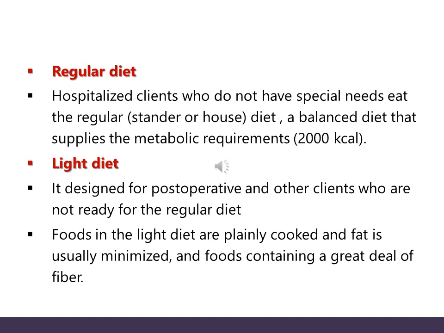We also have light diets. And this diet is very important for post-operative patients. If they're not yet ready to take the normal diet, for a number of days they're given light diet first. What are these foods? These are plainly cooked, and fat is usually minimized. And most of these foods contain a lot of fibers. These are light diets.